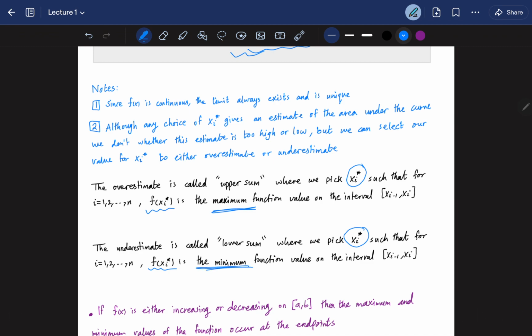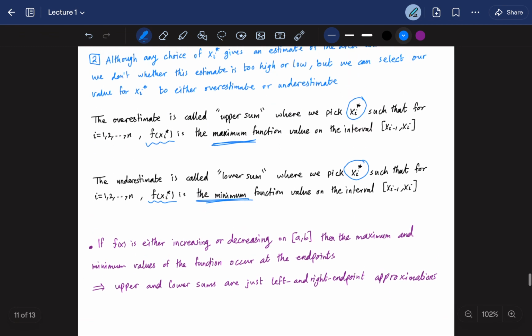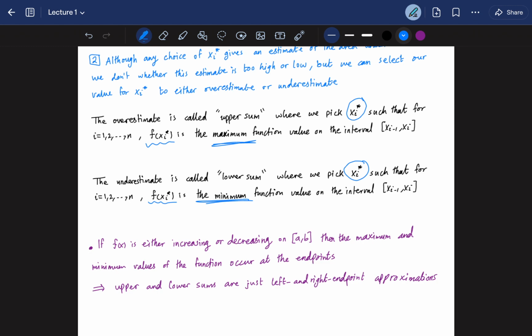Okay, so I'm going to do an example in a bit to make sure that you understand this more. But let's state this fact real quick. If my function is either increasing or decreasing, then the maximum and minimum values are going to be my endpoints, which means the upper and lower sum are going to go back to being a left and right endpoint approximation like we did before.